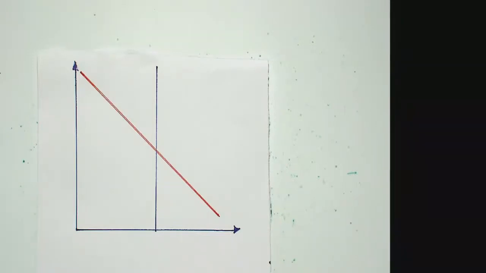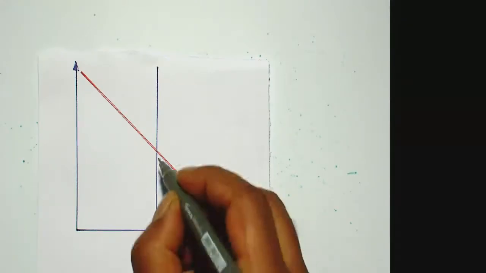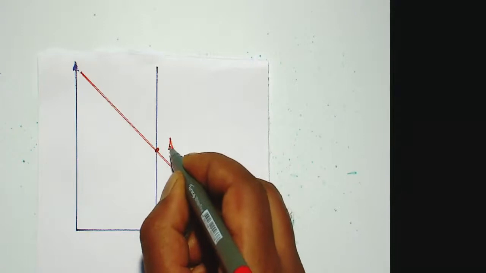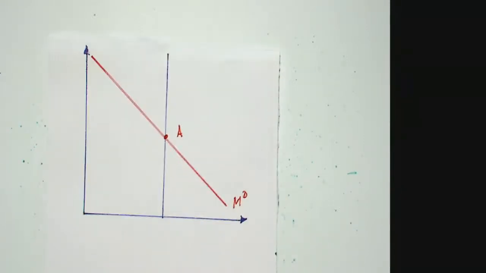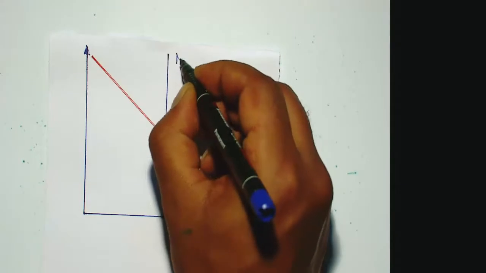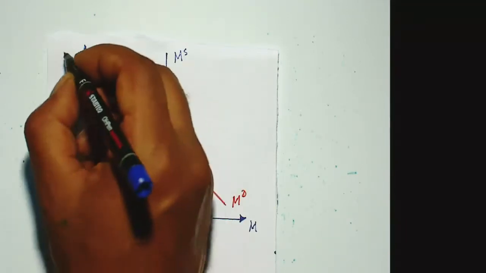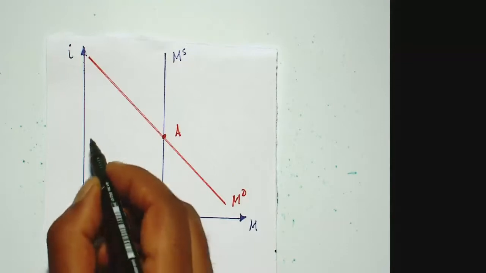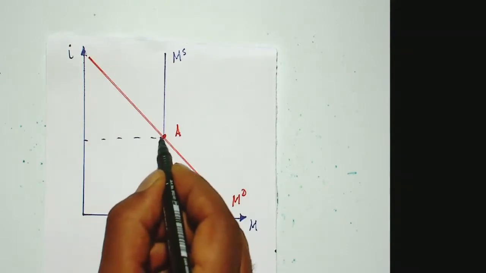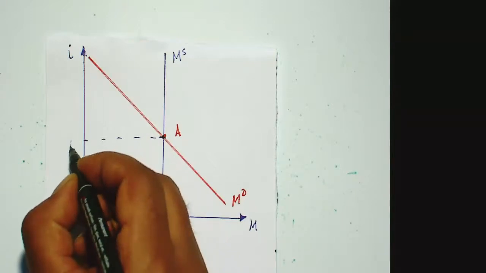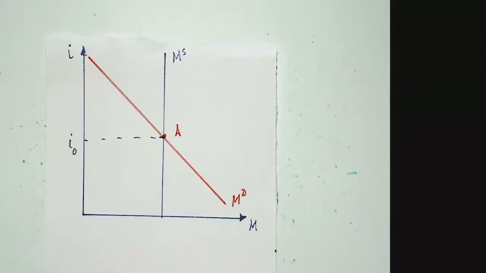So we have this graphical representation where we have MD, and our equilibrium point is indicated by A, and our vertical graph MS is also indicated here. We have M on our x-axis and interest rate I on our y-axis. So at point A, we have an initial interest rate which can be represented by I0. And here we have our value of money.